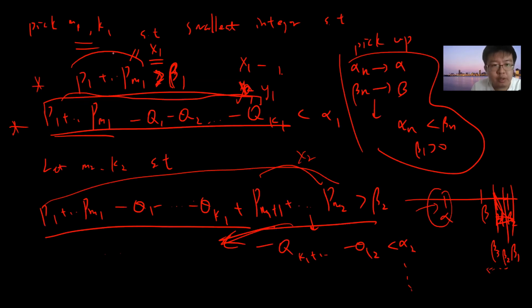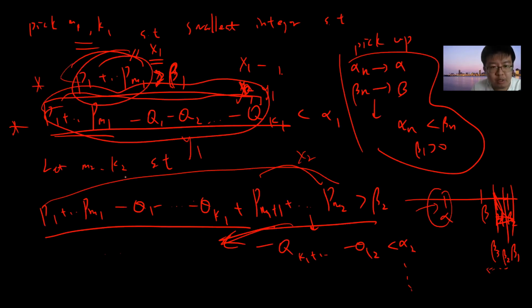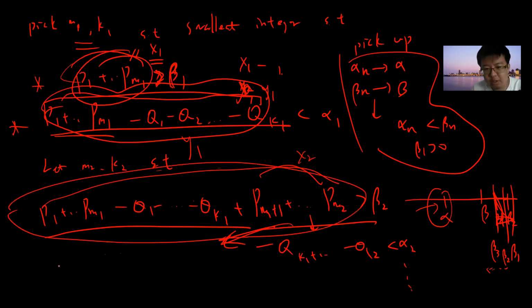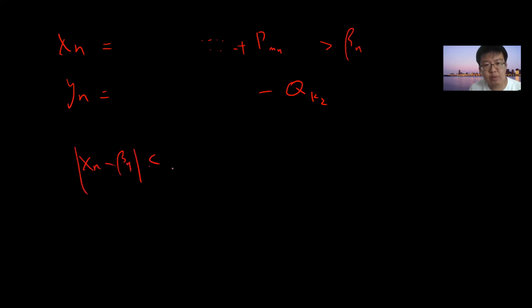Okay, so let's define xn and yn. This guy is x1, this guy is x2, y1, and this guy is y2, right? By definition, remember that the last term of xn will be the positive term p_mn, and the last term of yn will be the negative term minus q_kn. This p_mn is the smallest one such that it makes xn greater than beta n, which tells you that xn minus beta n is less than or equal to p_mn, because this is the smallest one.